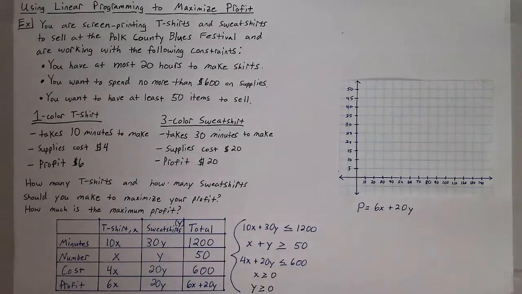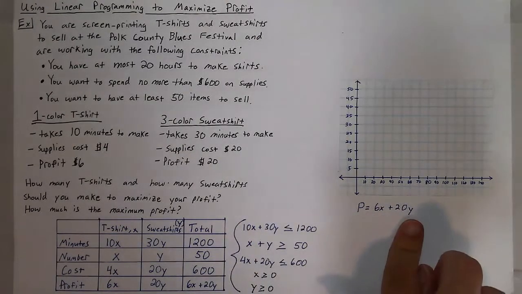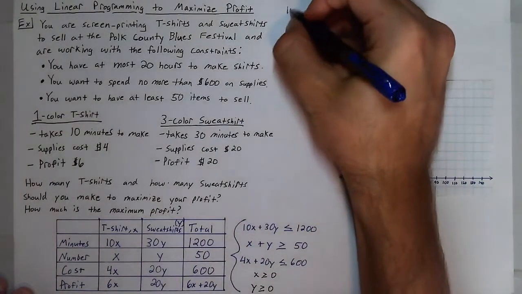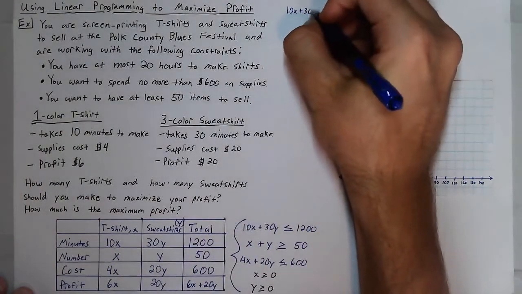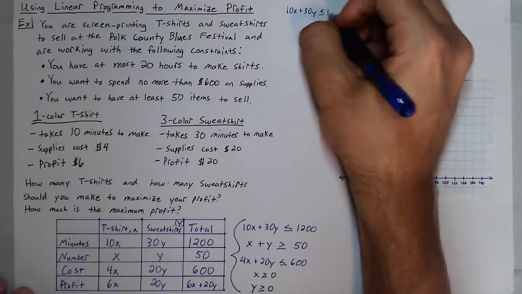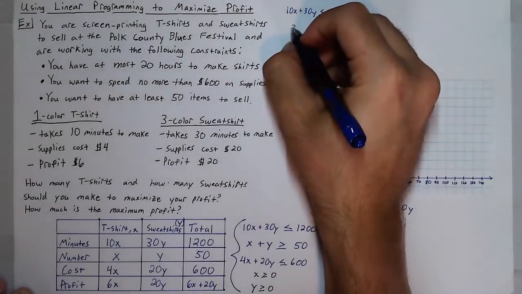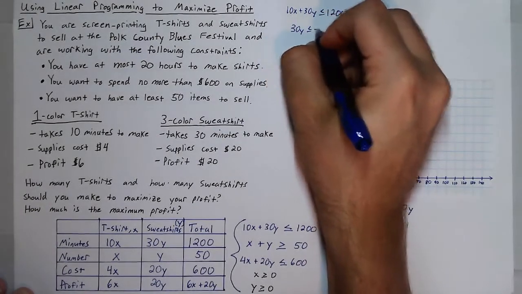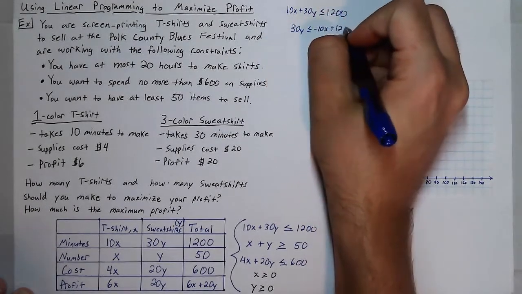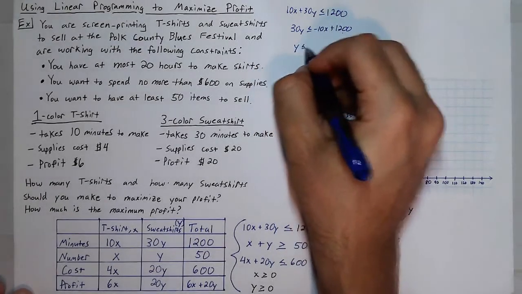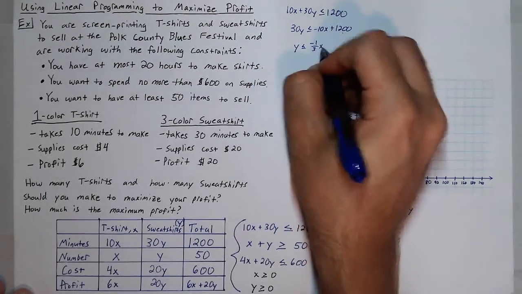Now let's get into graphing, because now we need to find our feasible region so we can understand what points we can plug into our objective function. We're going to start with this 10x plus 30y is less than or equal to 1200. So subtracting 10x, we'll have 30y is less than or equal to negative 10x plus 1200. And then dividing by 30, we have y is less than or equal to negative 1/3 x plus 40.